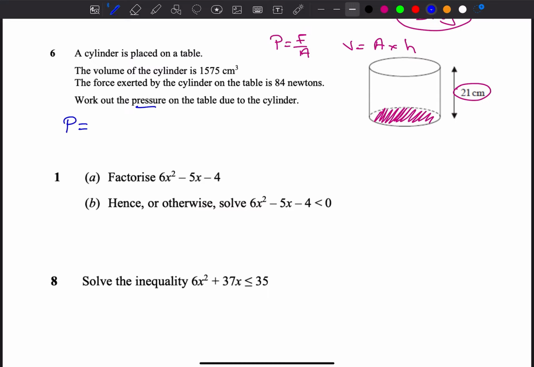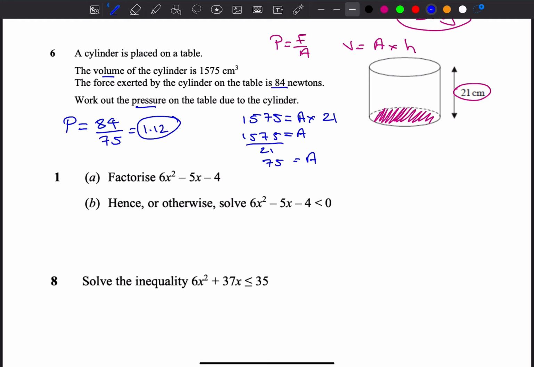They want pressure. Pressure equals force over area. Force is 84. We don't know the area, but we can work it out. Volume is 1575, which equals cross-section area times the height, which is 21. Area is 1575 divided by 21, which is 75. Area is 75. You put it in, it's 1.12. That's your pressure. Simple.